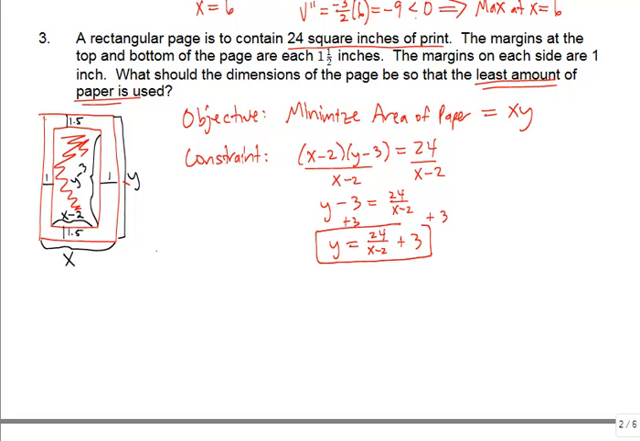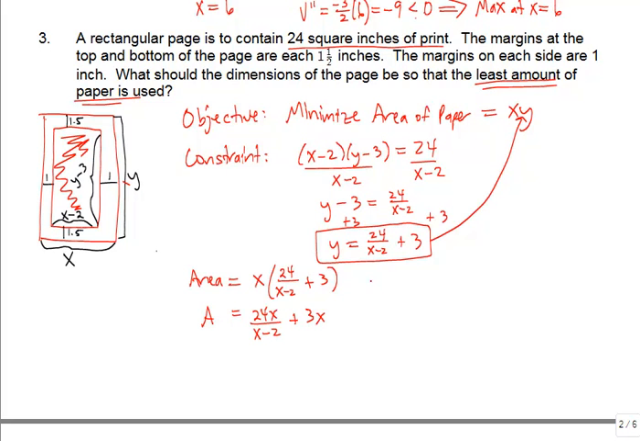So there's what y is, and now I'm going to substitute that in up here. So my area becomes, instead of x times y, it's x times 24 over x minus 2 plus 3. And when I distribute, that's 24x over x minus 2 plus 3x. Now what we want to do next is find our critical points, which is where the derivative is 0 or undefined. So I need to take the derivative of this next.